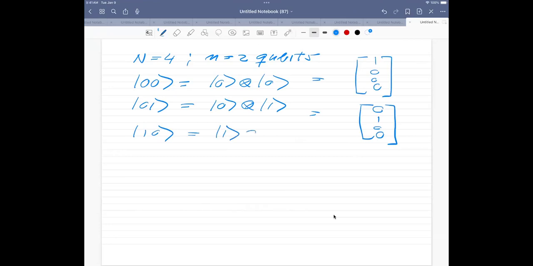This is 1, tensor product with 0. And finally 1, 1, which is 1 tensor product with 1.